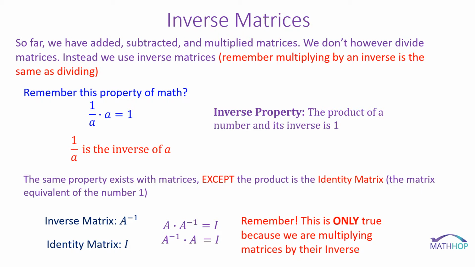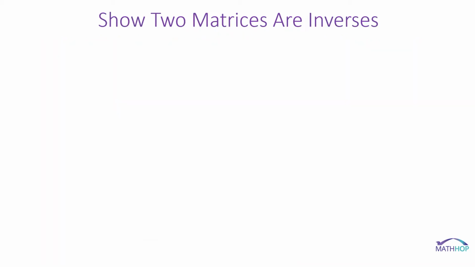All right, so what will you be asked to do? Well, you could be asked to show that two matrices are inverses, right? Remember, when you multiply a value by its inverse, you get 1. So if we want to show matrices are inverses, we should multiply them and get the matrix equivalent of 1, which is the identity matrix. So let's show that matrix B is the inverse of matrix A.